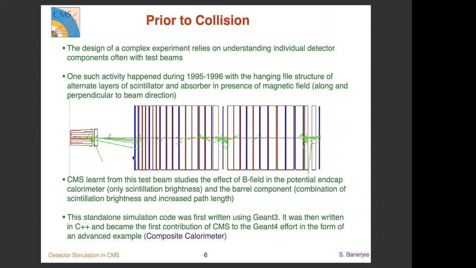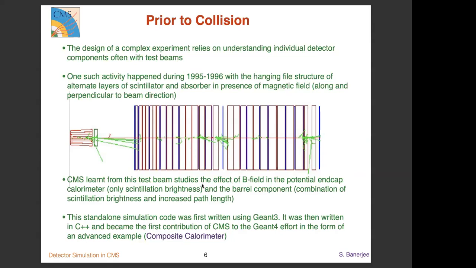Now, prior to collision, designing any complex experiment relies on understanding the individual detector components, often with test beams. One such activity happened during 1995-1996 with the hanging file structure of alternate layers of scintillator and absorbers, in the presence of a magnetic field either along the beam direction or perpendicular to it. This is one of the pictures: you have a module of the electromagnetic calorimeter, just a prototype of some lead tungstate crystals, and then you have the hanging file structures, which come in two boxes.